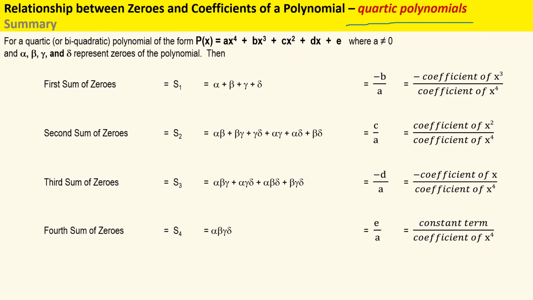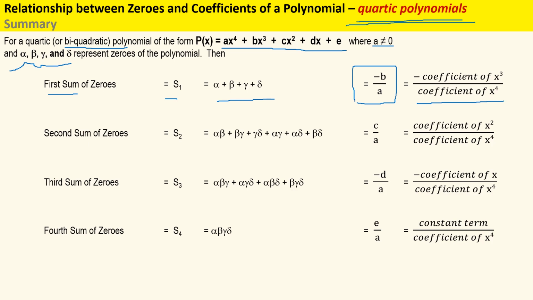Let's now move on to quartic polynomials. These are the polynomials which have degree 4, and they are sometimes called biquadratic polynomials. Their general form is ax to the power 4 plus bx cubed plus cx squared plus dx plus e, where a is not equal to 0. Now let's represent their 4 zeros as alpha, beta, gamma, and delta. Their first sum of the zeros, S1, alpha plus beta plus gamma plus delta, will be equal to minus b by a, that is minus of the coefficient of x cubed divided by the coefficient of x raised to power 4.